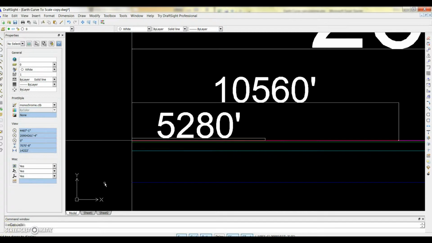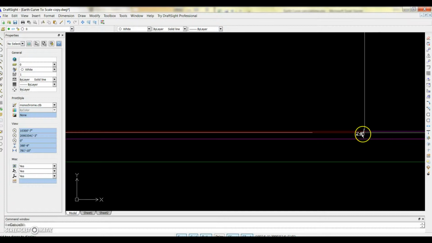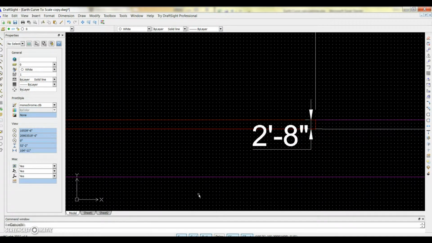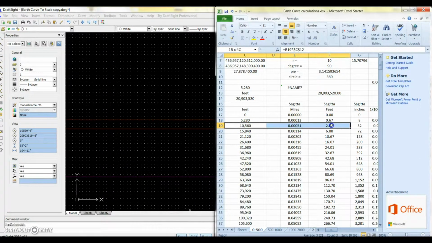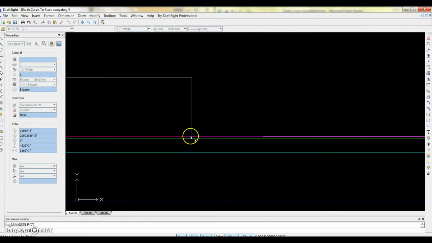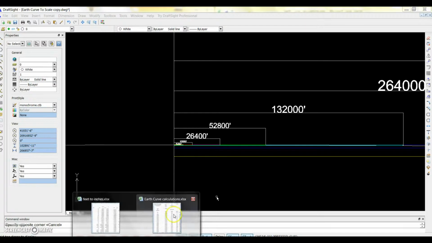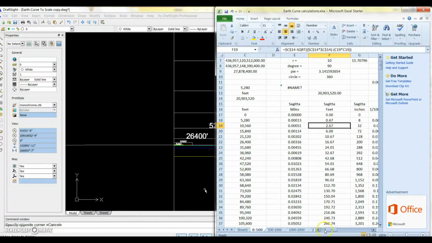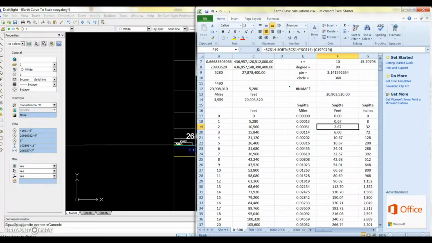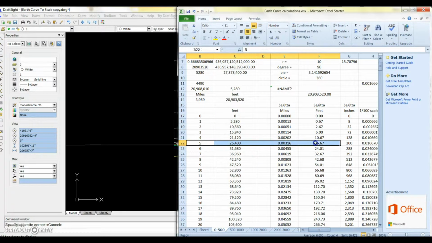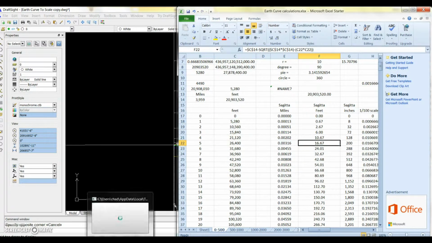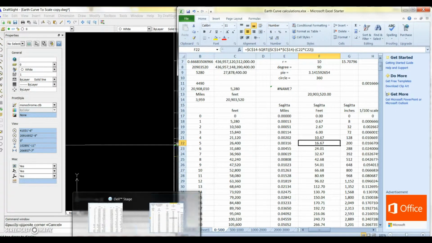We check 2 miles, 10,560. Okay, we should get 2 foot 8 inches. Let's check that. 2 miles, 2 foot, 2.67. 32 inches, 2.8 inches. Okay, 2460. That's 5 miles. We check 5 miles. Sorry, I need to make this a little bigger so we can see it all. 5 miles should be 16 feet. 16.8. 16 foot 8 inches.